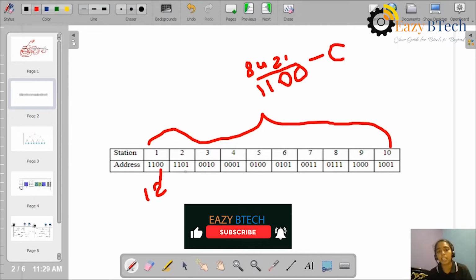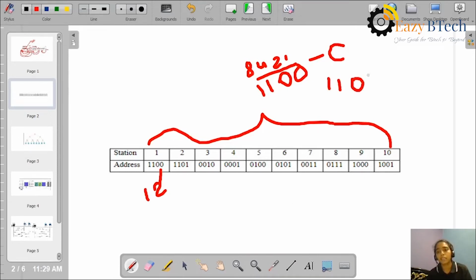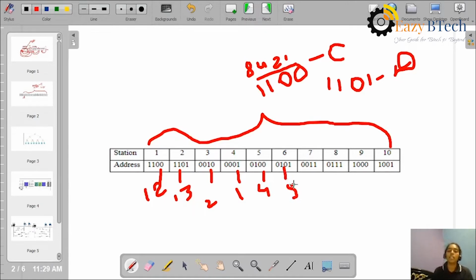Like that, the second station will be allocated 1101. I think 13 means D in hexadecimal format, this is D. So this is 2, this is 1, 4, 5. Like that, some binary address will be allocated to each and every station.